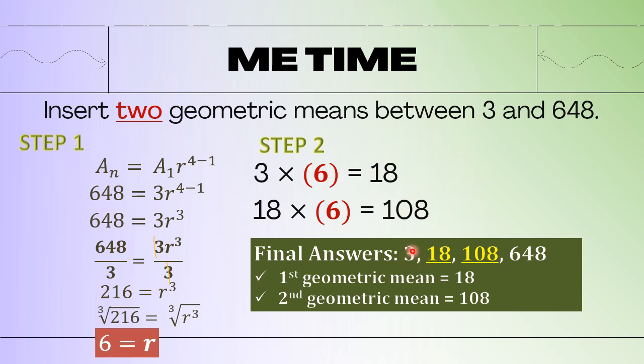So 3 times negative 6, that would be negative 18. Negative 18 times negative 6, that would be positive 108. 108 times negative 6, this is supposed to be negative 648, right? So that means there's something wrong with this. Okay, so that means we are going to consider only the positive common ratio. Okay, so moving on.